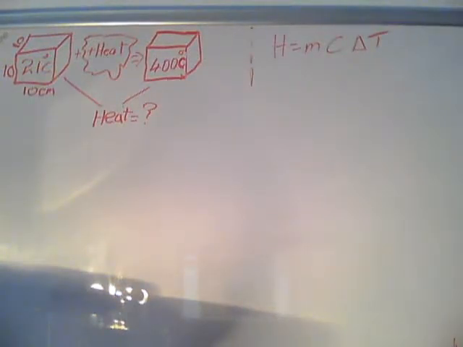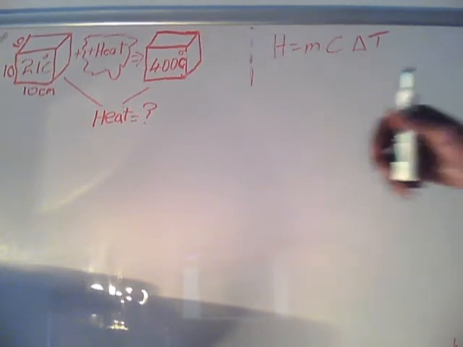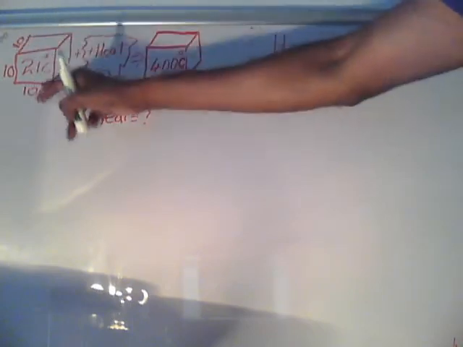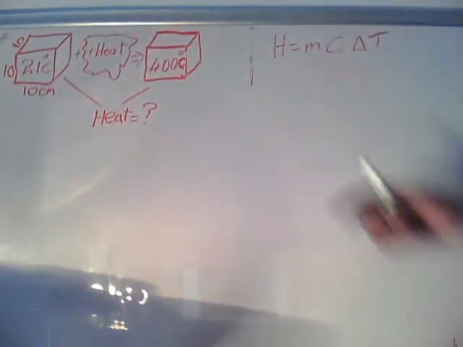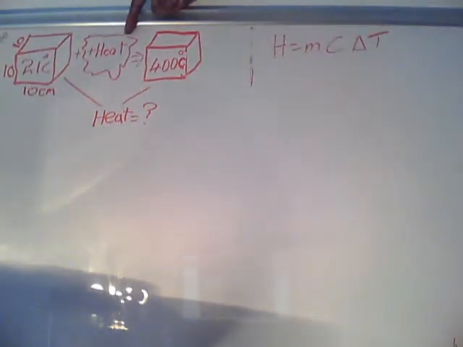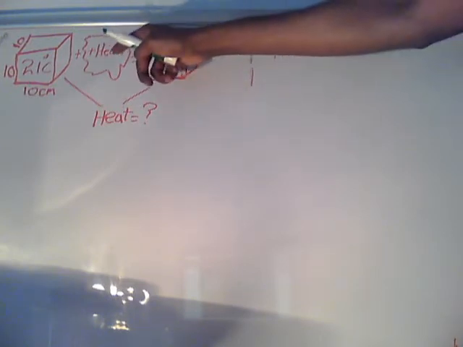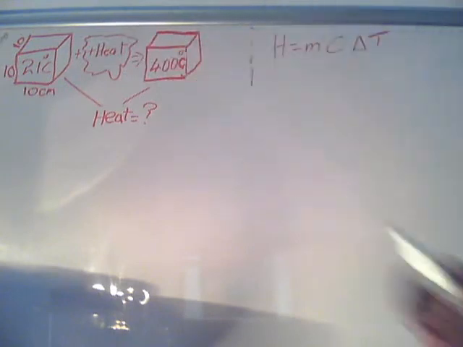I did a brief setup here on the board, just visually, so we know what's going on. We've got a magnesium block. It's 10 by 10 by 10. It's at 21 degrees Celsius. We're going to add heat energy to this block to raise its temperature to 400 degrees Celsius. So the question wants to know how much heat you have to add to that block to get it to 400 degrees.